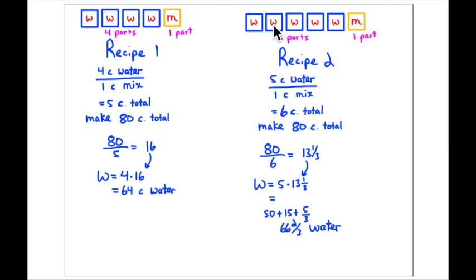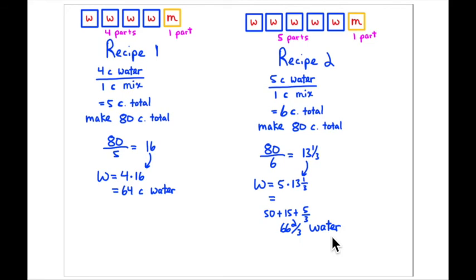13 1/3, 13 1/3, 13 1/3, 13 1/3, 13 1/3, 13 1/3. You add all those together, 6 times 13 1/3 will equal 80. 6 times that 13 1/3 will equal this 80. So the water part is going to be 5 of those 13 1/3 parts. So 5 times 13 1/3 is equal to 66 2/3 cups of water. So you use 66 2/3 cups of water.